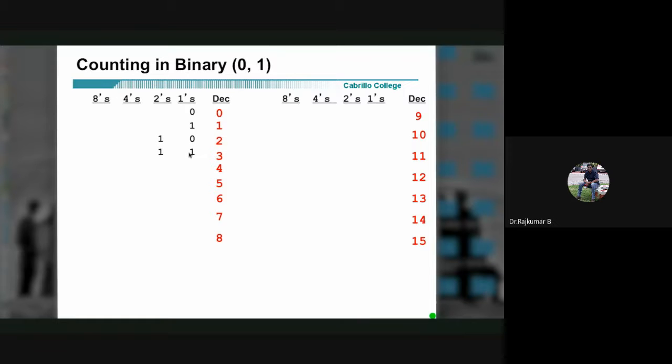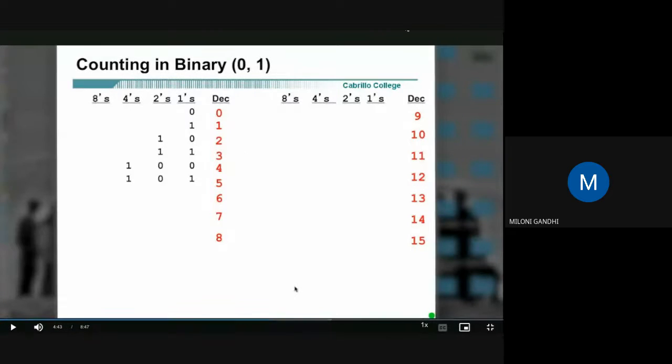1 in binary is 1, 2 plus 1 is 3. 100 in binary is 1 in the 4s, 0 in the 2s, 0 in the 1s, so we have 4. Wherever we have a 1, we just add up that column. If we have a 0, we don't add that column. It's that simple.